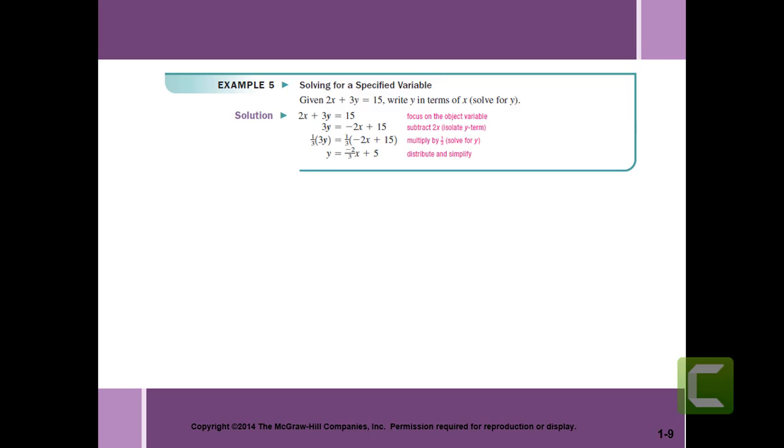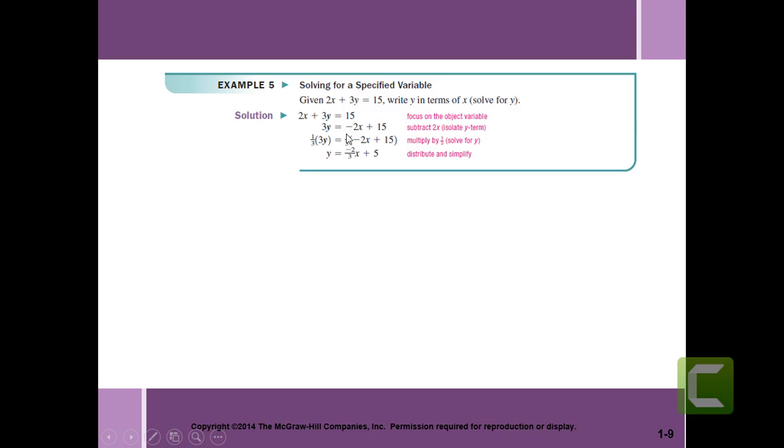And so once we do that, we get this: y equals negative 2/3 x plus 5. So what do we do here? Notice how we put the minus 2x over here with the 15. So we got this. And then we divided both sides by 3, or multiplied by 1/3.